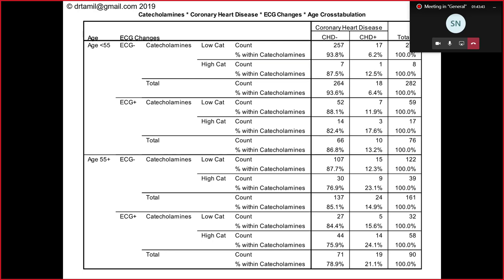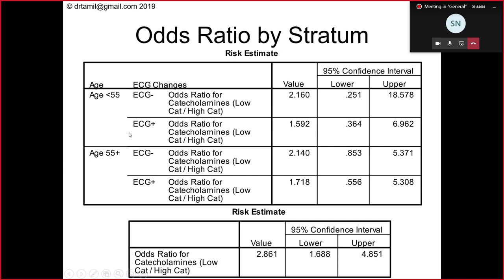Doctor, how come your output is different from the one here? Okay, because mine, I was using version 17. Version 17 got this kind of output, version 21 a different output. So at the end of the day, you get the odds ratios 2.16, 1.592, 2.14, 1.718. How come it's different? I deleted a lot of the tables that I don't want.